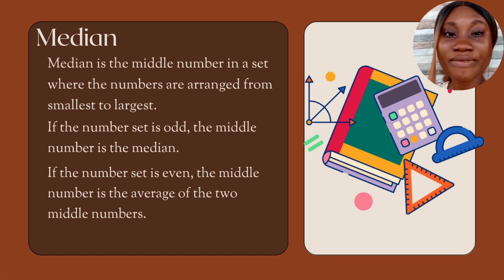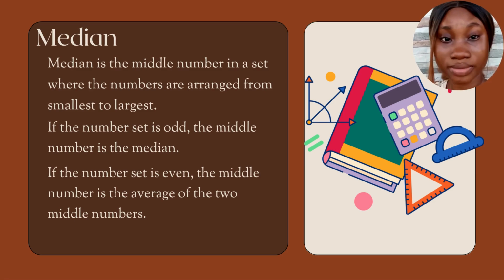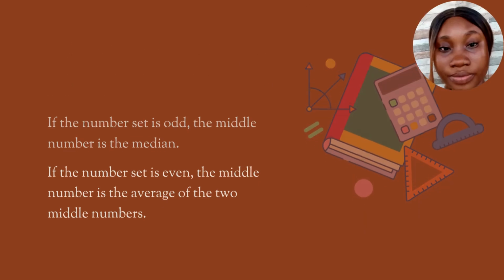But when you have even numbers like eight, how do you find the number in the middle? You're going to have two numbers in the middle of eight. So how do you go about finding the numbers in the middle? All you have to do is take those two numbers in the middle, add them together and divide by 2, and that gives you your median. So let's take a look at some examples.